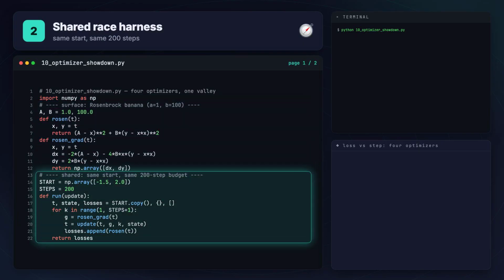The shared setup: every optimizer starts at start = (-1.5, 2.0), runs for steps = 200, and we seed nothing because there's no randomness. The race is fully deterministic, which is the point. Same start, same hill, only the update rule differs. We keep one losses list per optimizer so the figure can overlay all 4.